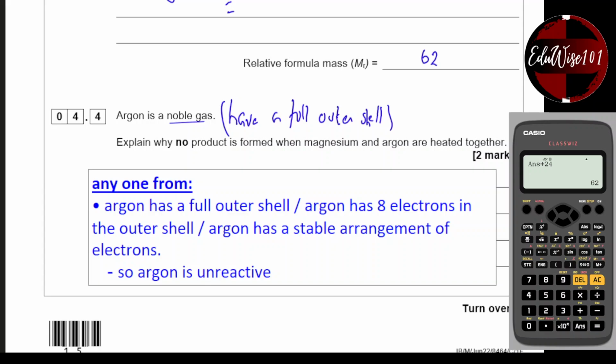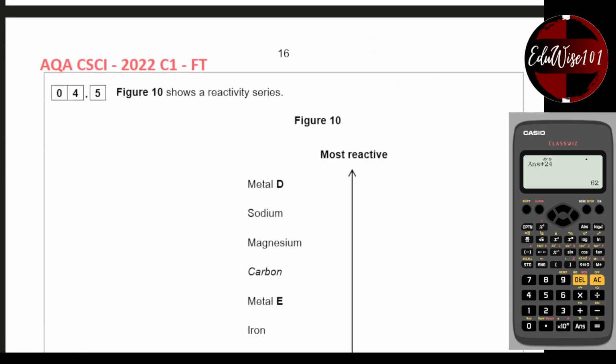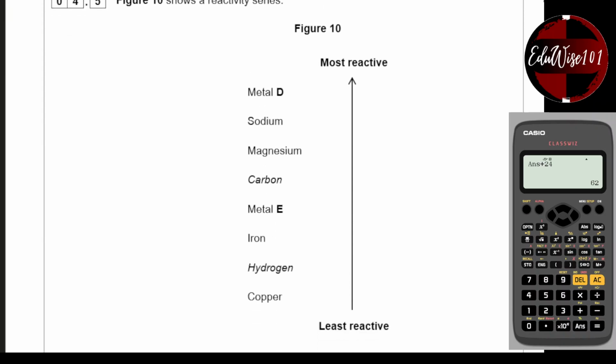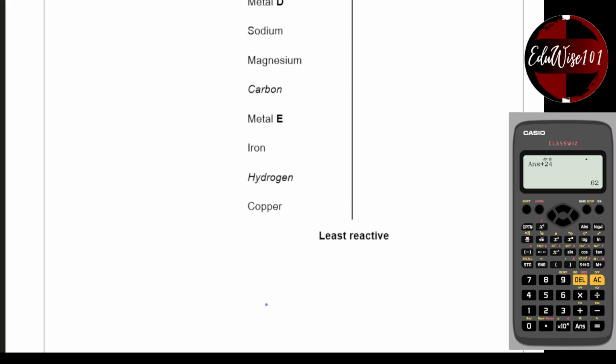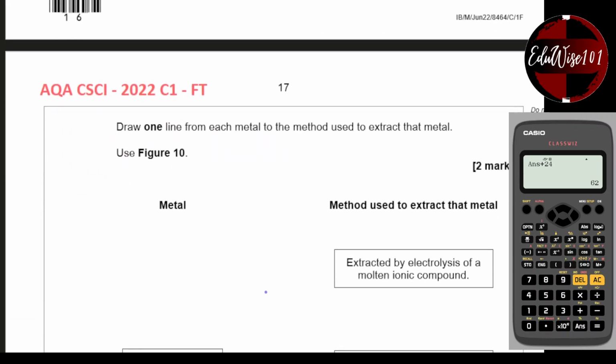Question 4.5. Figure 10 shows a reactivity series. So the least reactive is copper. Then you've got hydrogen, iron, metal E, an unknown metal here, carbon, magnesium, sodium, and metal D. So the most reactive is metal D, the least reactive is copper. So draw one line from each metal to the method used to extract that metal.